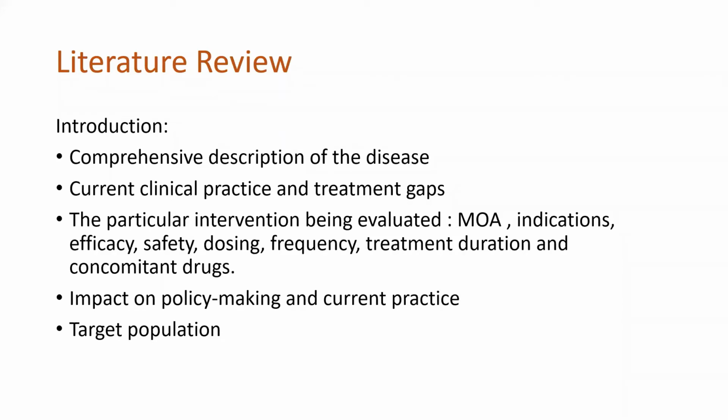All the interventions that are available in your setting should also be described clearly in the literature review: their mode of action, their indications, safety profile, efficacy, dosing, and all clinical aspects of the available interventions. You should also find in the literature review the value of a new technology and how it can impact the practice or the decision making. You also need to find a description of the target population.